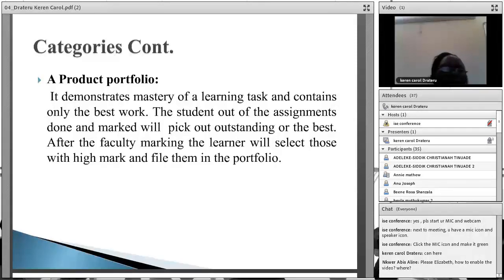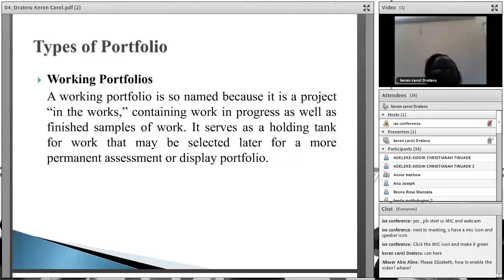Another category is the product portfolio, which demonstrates mastery of a learning task, and it contains only the best work. The student, out of the assignments that he has done over a period of time, can pick the best and fix up that best work, which is then marked. After the faculty marking, the learner will select those with the high mark only and file them in the portfolio.